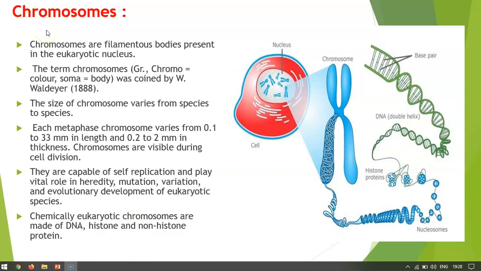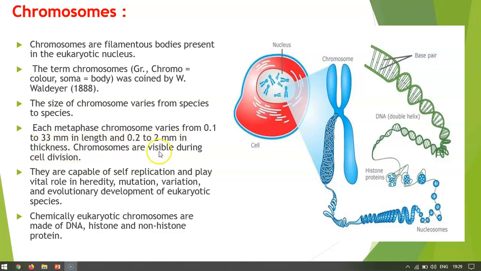Students, to understand the chromosomal theory of inheritance, we need to first understand what a chromosome is. Chromosomes are filamentous bodies present in the eukaryotic nucleus. The term chromosome was first coined by W. Waldeyer. The size of the chromosome varies from species to species. Each metaphase chromosome varies from 0.1 to 33 mm in length and 0.2 to 2 mm in thickness.